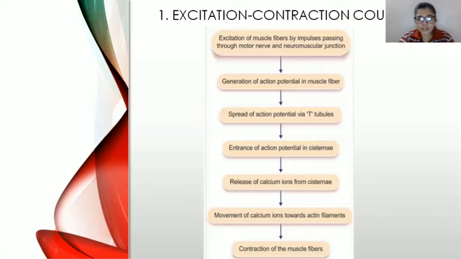First, excitation contraction coupling. In excitation of the muscle fiber, an impulse passes through the motor nerve and the neuromuscular junction, and as a result of this stimulus, an action potential is generated in the muscle fiber. That action potential spreads through the T tubules and enters the cisternae of the L tubules, which in turn results in the release of calcium ions in a large amount. This calcium then moves towards the actin filament, and finally this results in the contraction of muscle fibers. This is excitation contraction coupling.